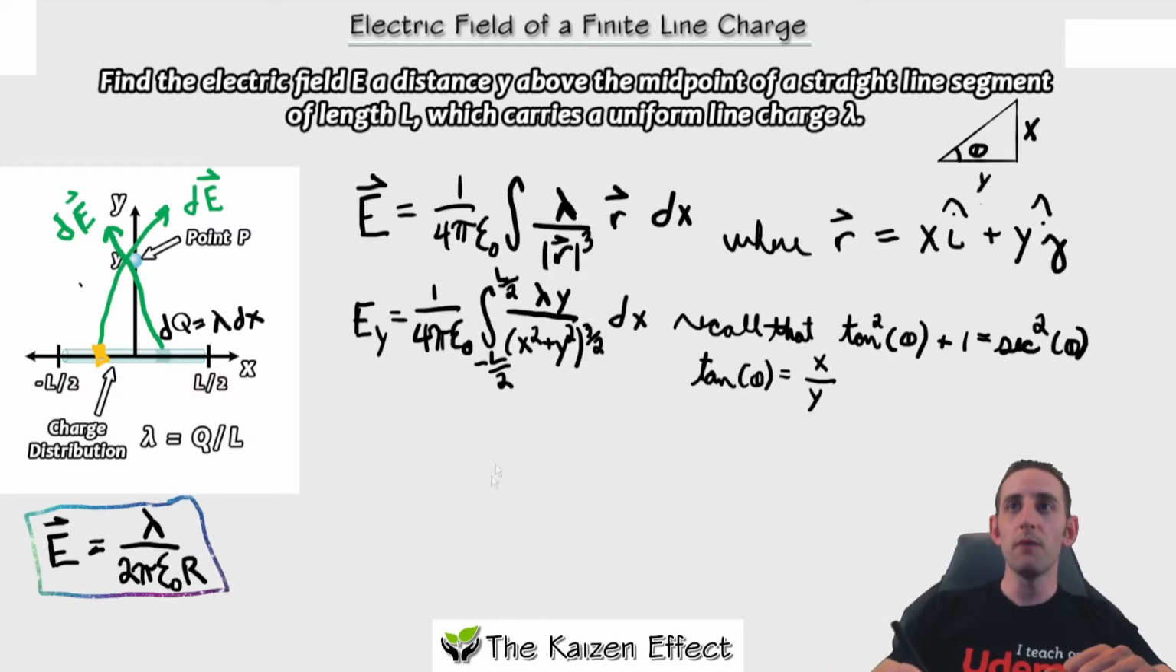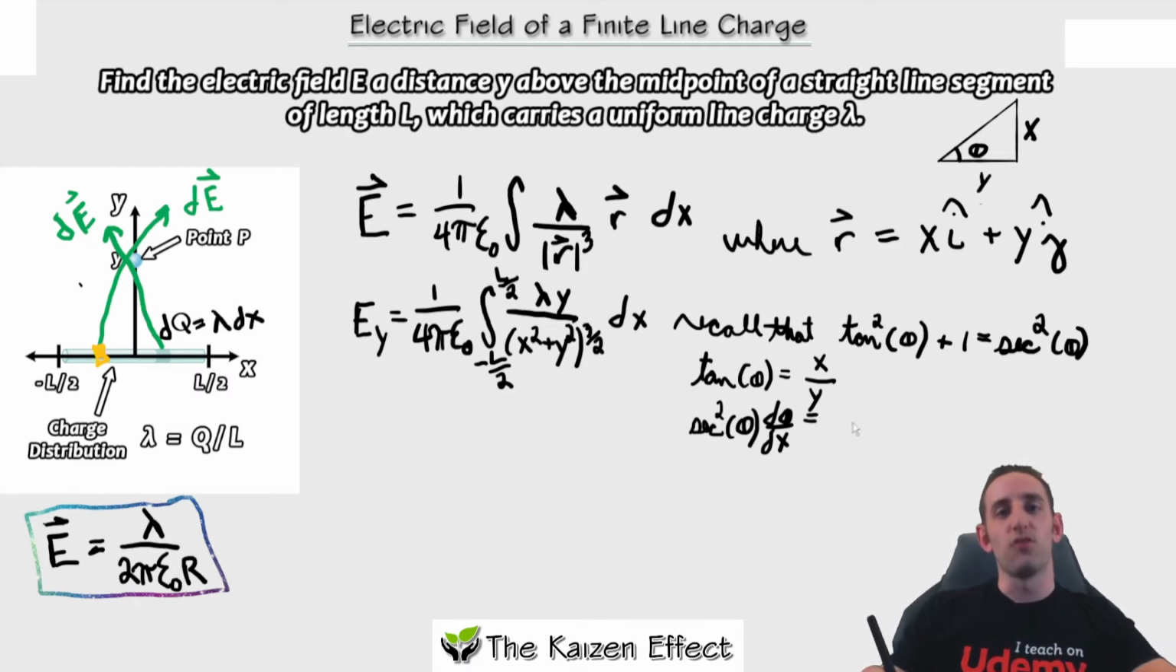Okay. But if we take this, what we need to do is get a d theta so we can plug it in for this dx. And we do that by taking the derivative with respect to x on both sides. So first, we're going to have to use the chain rule. So the derivative of tan is going to be secant squared. Okay, so when we do that, we get secant squared theta times d theta dx. And on the right, the derivative of x is just 1. So we just get a 1 over y.